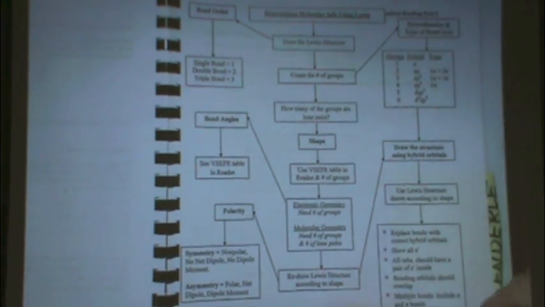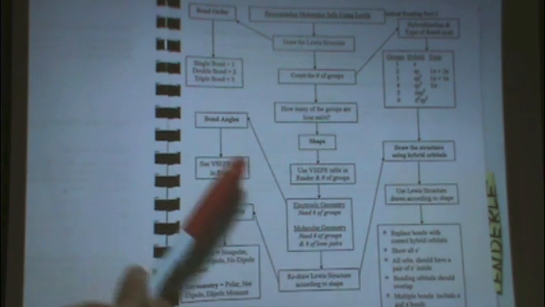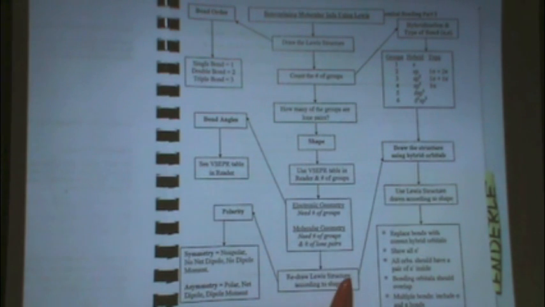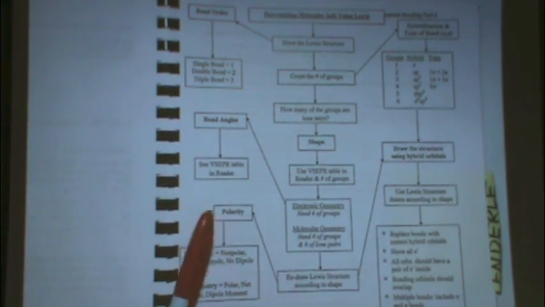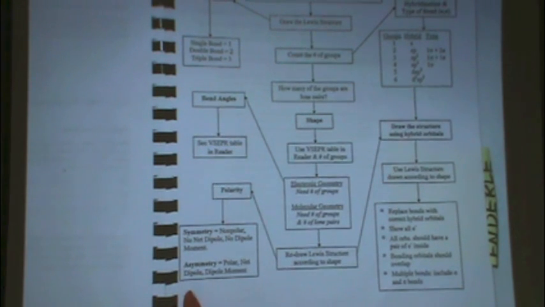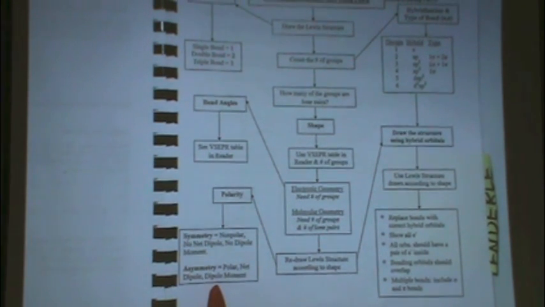You should be able to do all this down here in the middle. Now from the geometry you should be able to figure out the bond angles, and you can use the VSEPR table for that. And then you should now be able to figure out polarity. Okay, and I have the symmetry method described here in this box. So most of the things, especially in the middle, you should be able to do now.